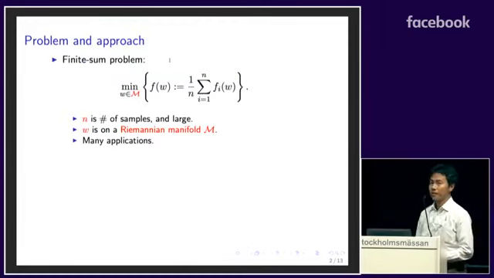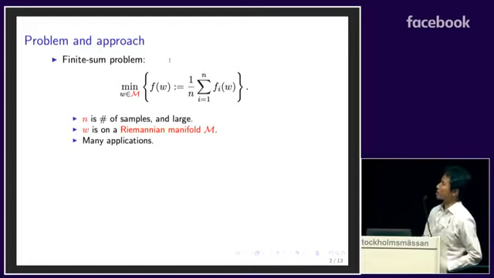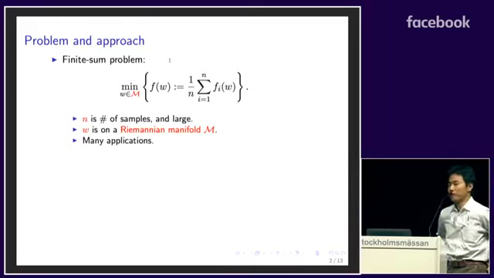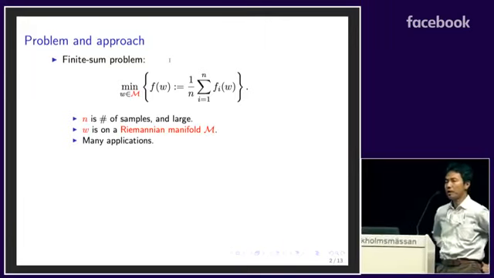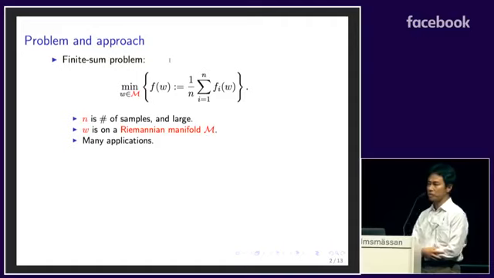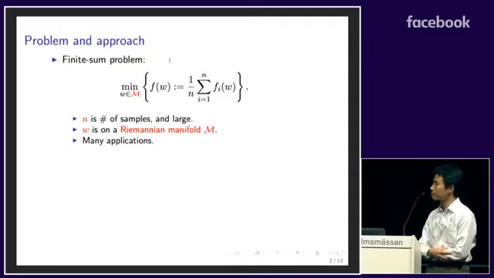We consider the finite sum problems. Here, n is the number of samples, and it is assumed to be large. And W is the model parameter, and it is on a Riemannian manifold. So we have many applications, including PCA, matrix completion, and subspace tracking problems.